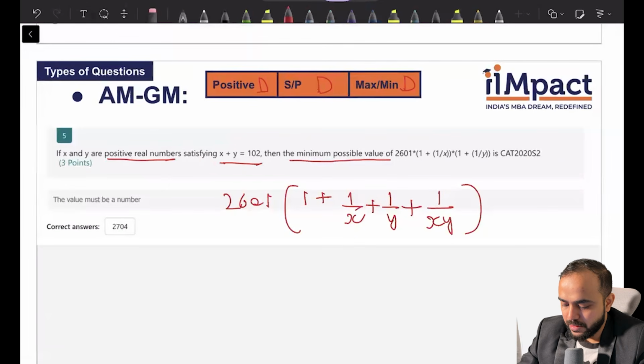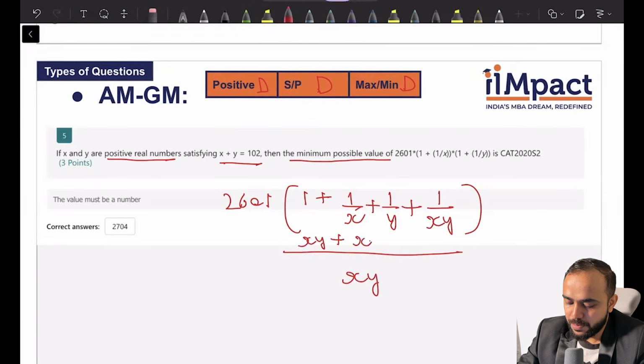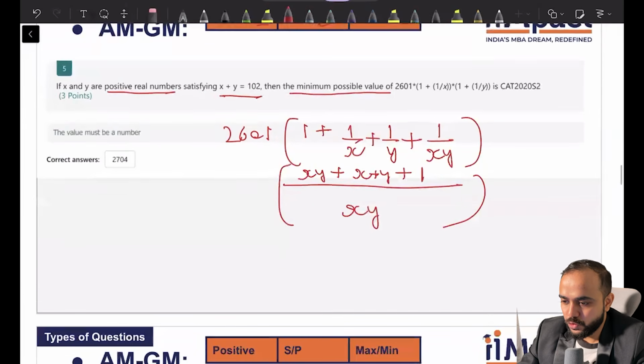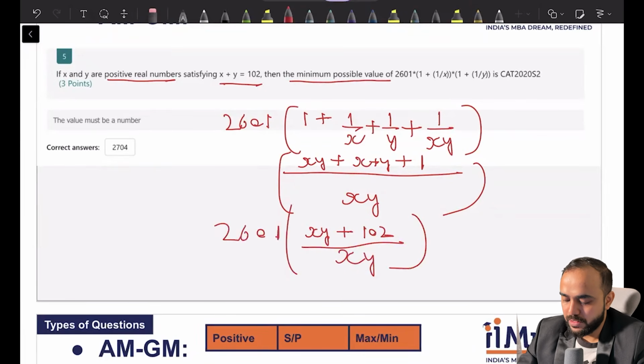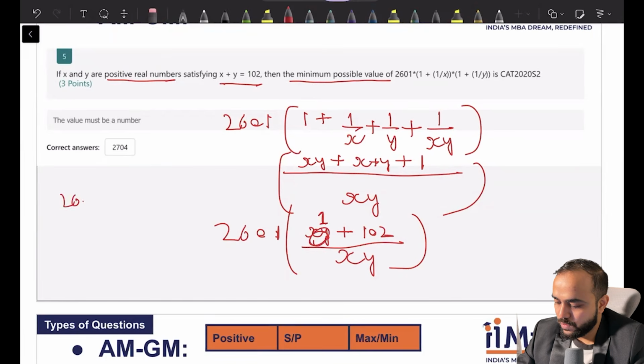Correct? And this actually, if you take the LCM, this will become XY, and this will become XY plus X plus Y plus 1. And X plus Y plus 1 is what? 102. So this becomes XY plus 102 divided by XY into 2601. Correct? And this becomes, if you open this up, 2601 into 1 plus 102 by XY.